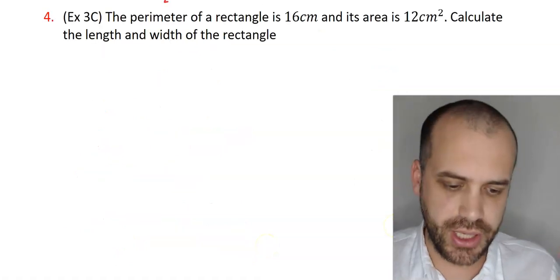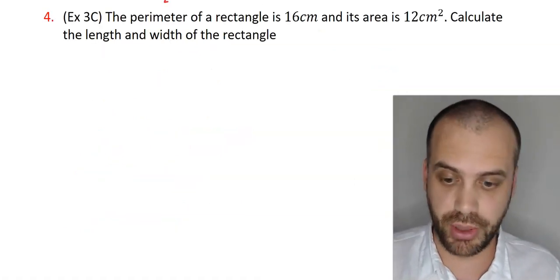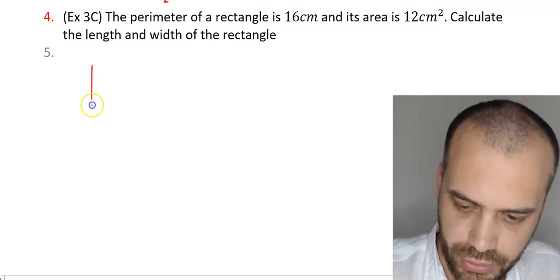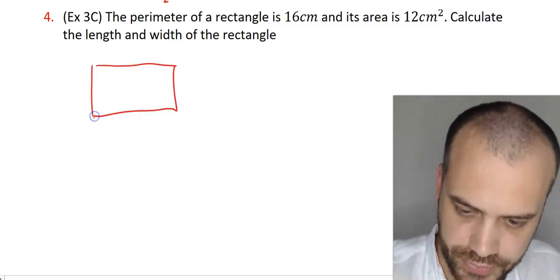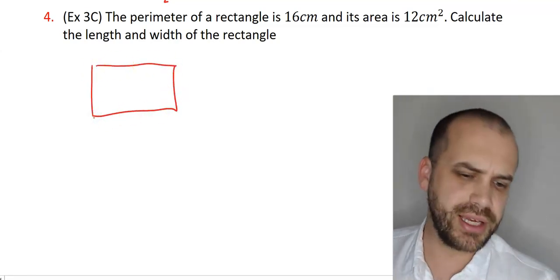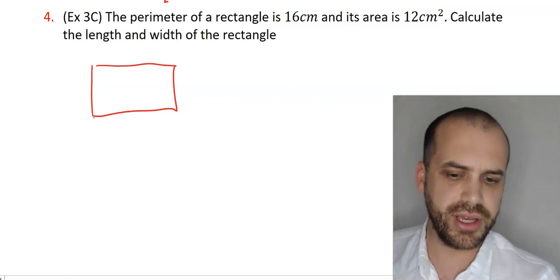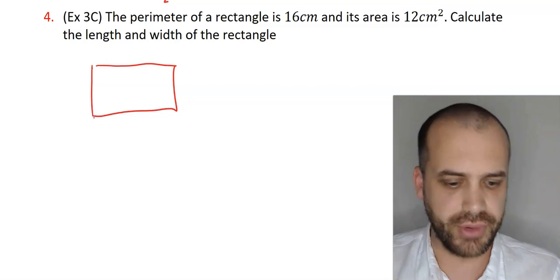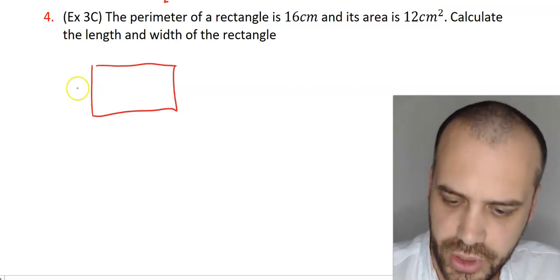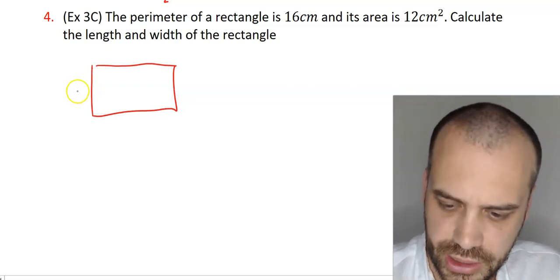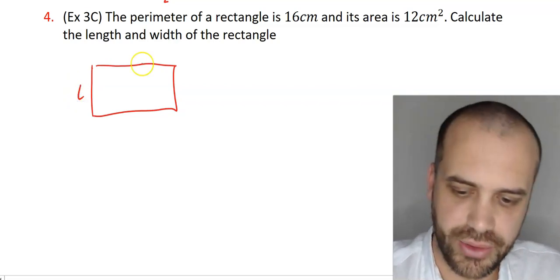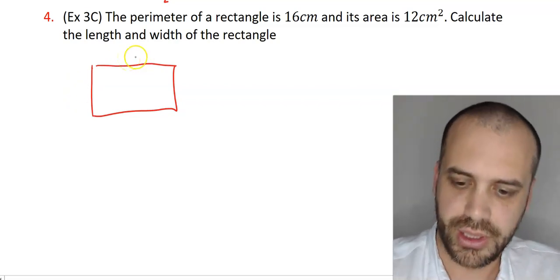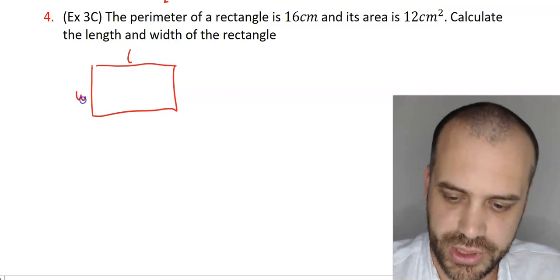The next question here, it's talking about a rectangle, so you should probably draw one. So we've got a rectangle that looks like this. The perimeter of a rectangle is 16 centimeters and its area is 12 centimeters squared. Calculate the length and the width of the rectangle. Alright, so I want to know what is the length, let's call it L for length, and what is the width.